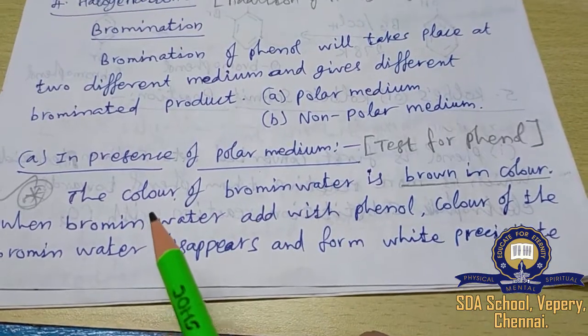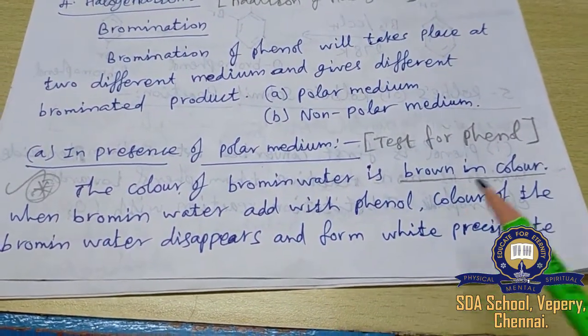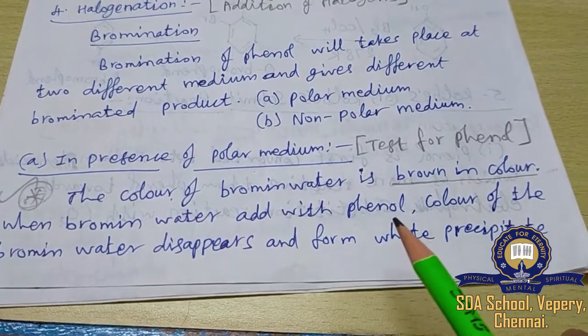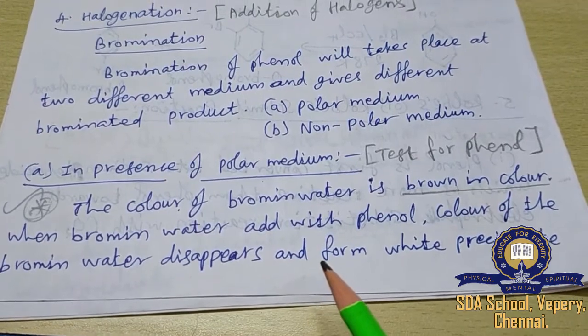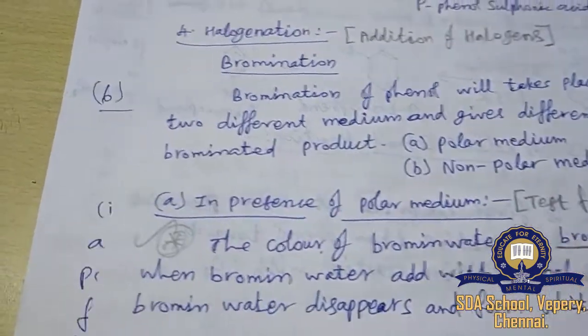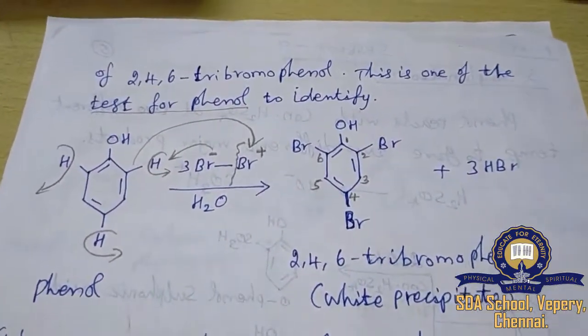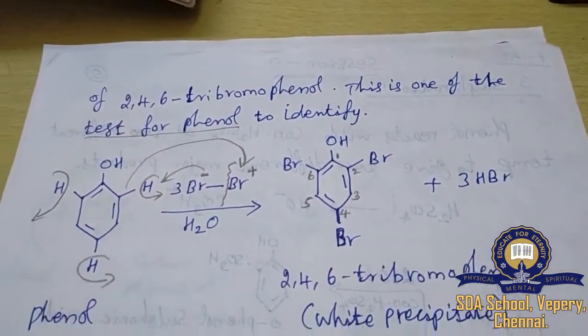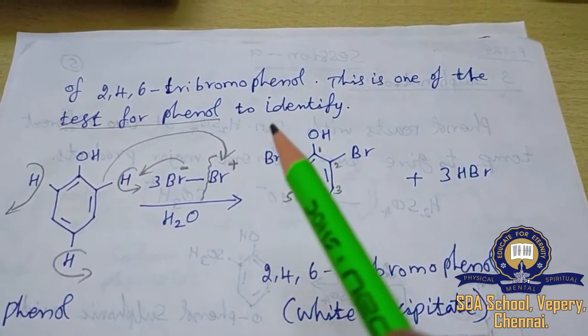Listen, the color of bromine water is brown. When bromine water is added to phenol, the color of the bromine water disappears and a white precipitate forms due to the formation of 2,4,6 tribromophenol. This is one of the tests to identify phenol.